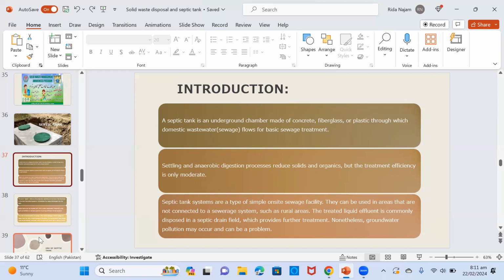Septic tank systems are a type of simple on-site sewage facility. They can be used in areas that are not connected to a sewerage system, such as rural areas. The treated liquid effluent is commonly disposed in a septic tank drain field, which provides further treatment. Nonetheless, groundwater pollution may occur and can be a problem.